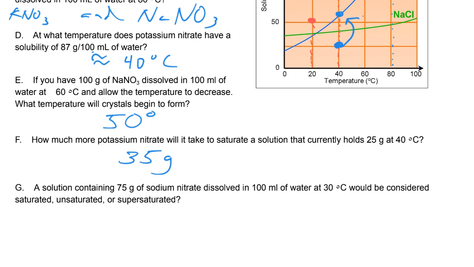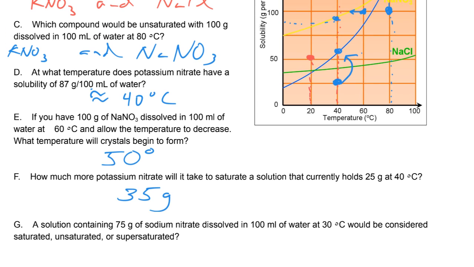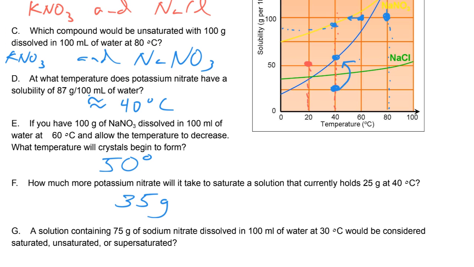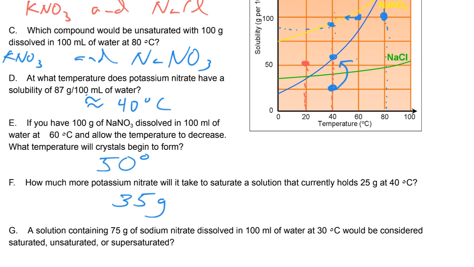Okay, another one. A solution contains 75 grams of sodium nitrate dissolved in 100 milliliters of water at 30 degrees. Would it be considered saturated, unsaturated, or supersaturated? So 100 milliliters at 30 degrees. We're at this point right here. Well, we're above the line, so it would be considered supersaturated.